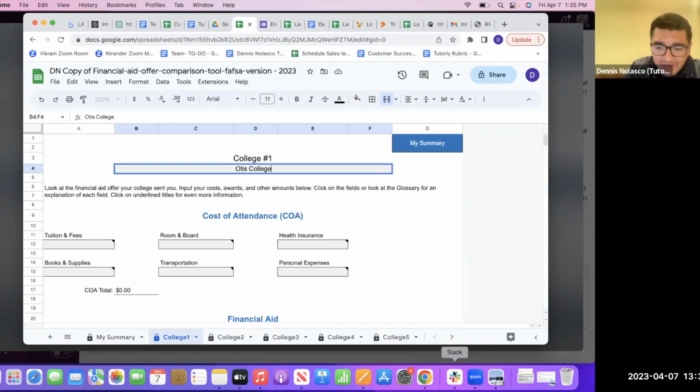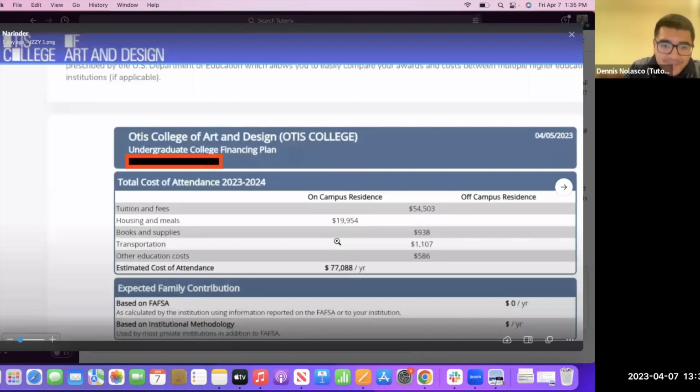So I'm going to use an example here. I have a financial aid package here from Otis College. It's a private university here in Southern California. Looking here, we see an estimated total cost of attendance of $77,000. Above, you can see it's broken down into different pieces, so we're going to take some of these pieces and plug them into the spreadsheet.